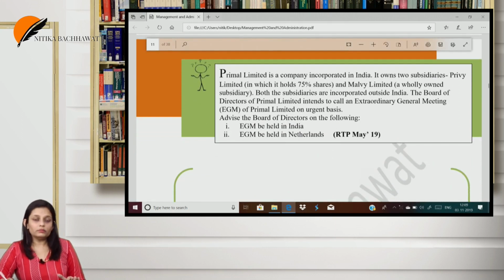The next question: Primal Limited is a company incorporated in India. It owns two subsidiaries, Privi Limited, in which it holds 75% shares, and Malvi Limited, a wholly owned subsidiary. Both the subsidiaries are incorporated outside India. The Board of Directors of Primal Limited intends to call an EGM of Primal Limited on an urgent basis. Advise the Board of Directors on the following. Can the EGM be held in India? Can the EGM be held in Netherlands?